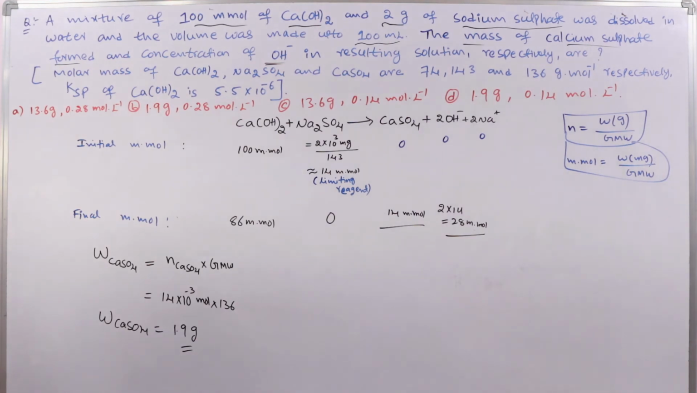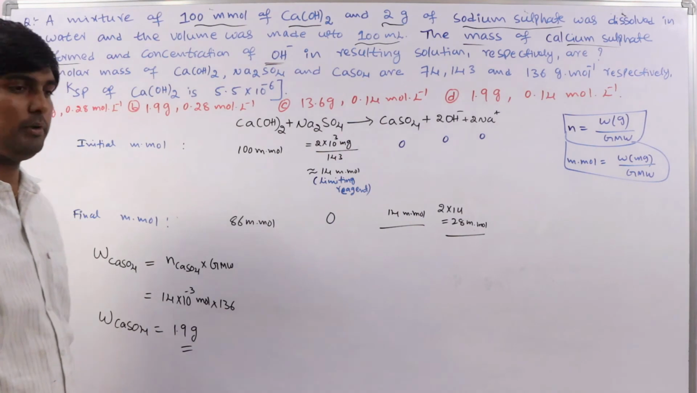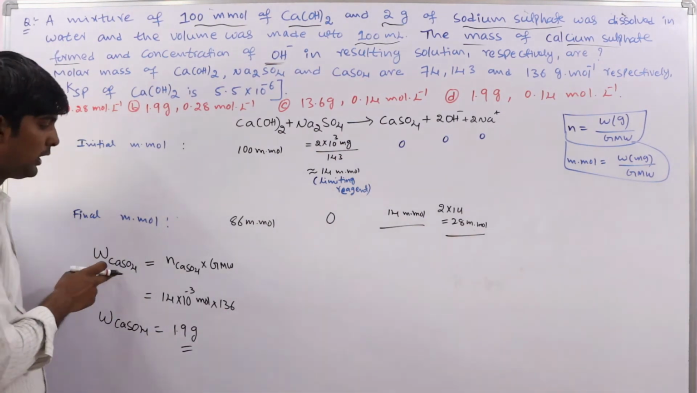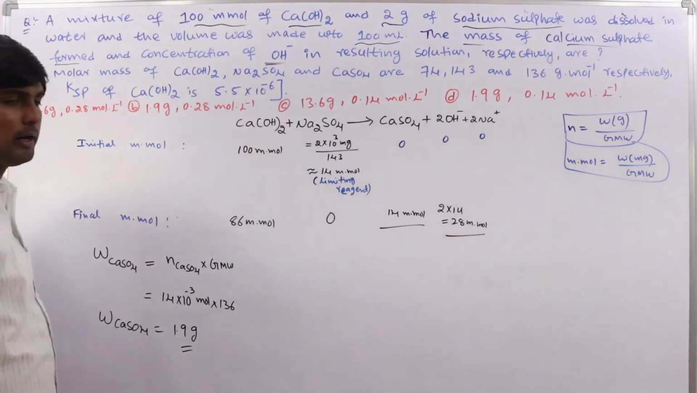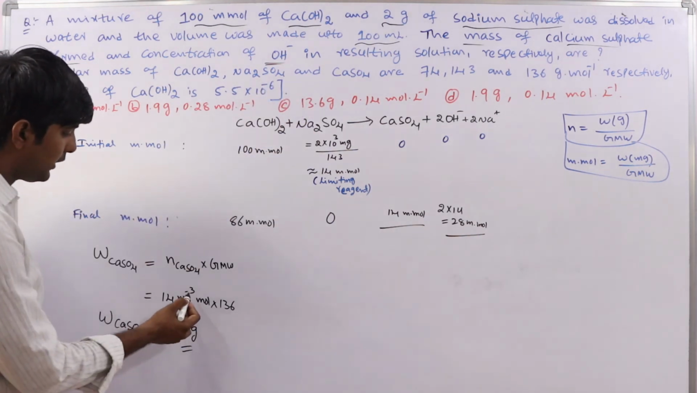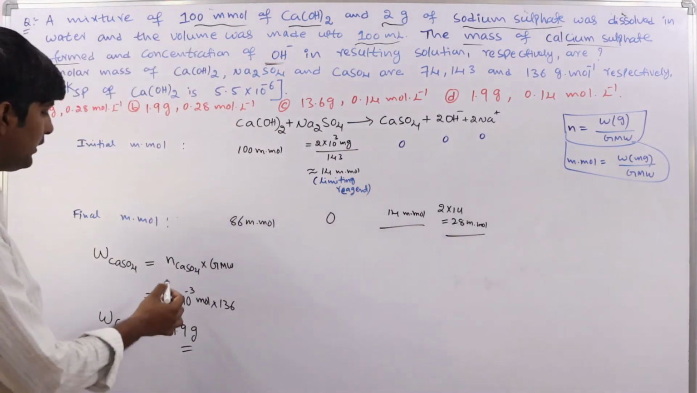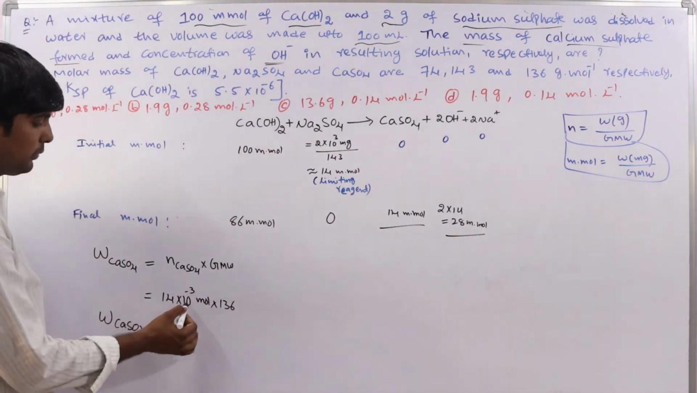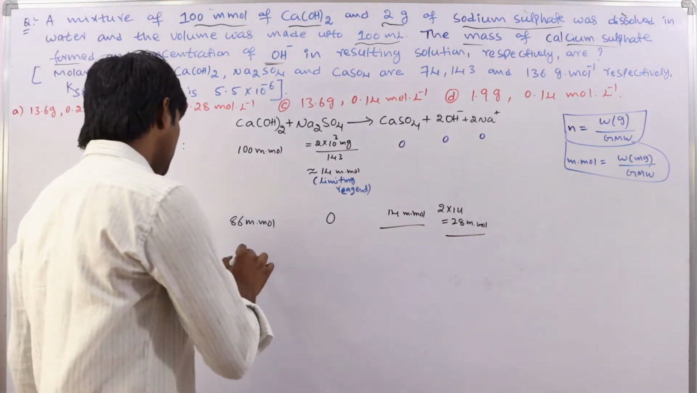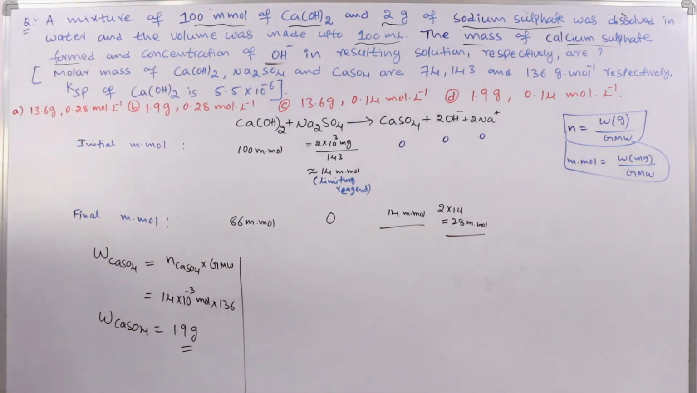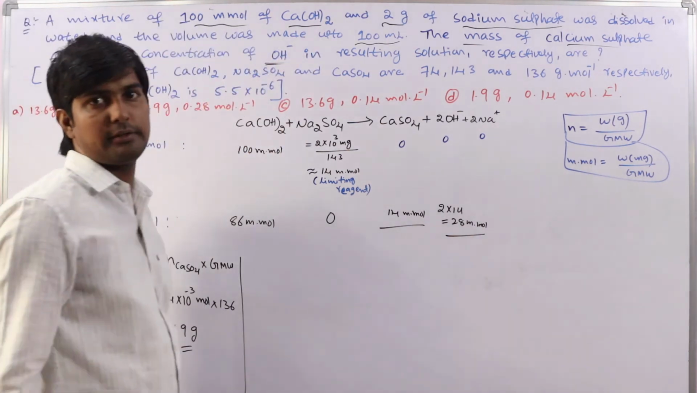Okay, so clear? First we have to find out how many millimoles are formed. Then, easily by using this formula, we can calculate the weight of the substance formed. Why are we multiplying with 10 power minus 3? Here we are getting millimoles, but we need moles, so that's why we multiply by 10 power minus 3.